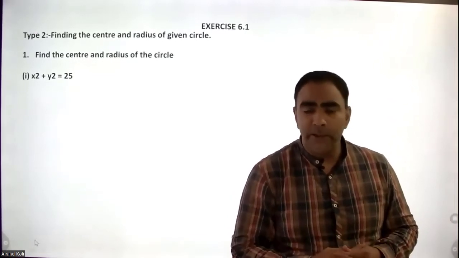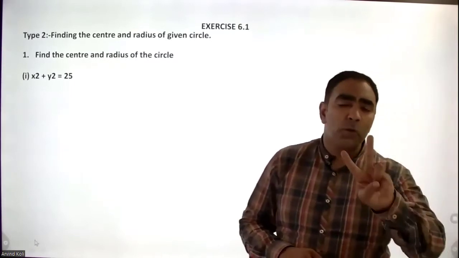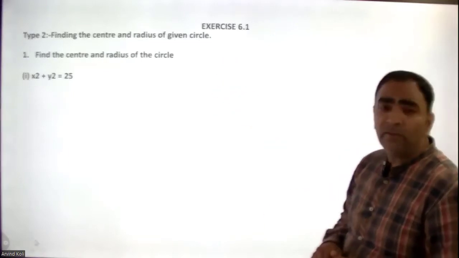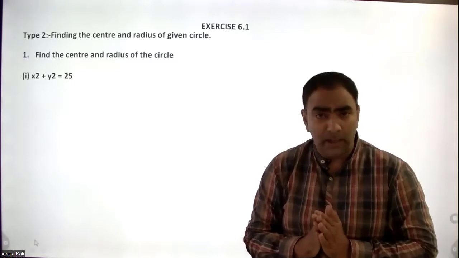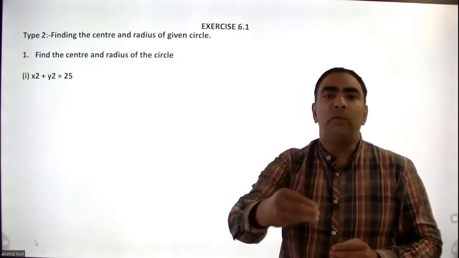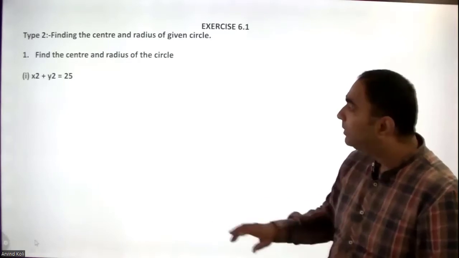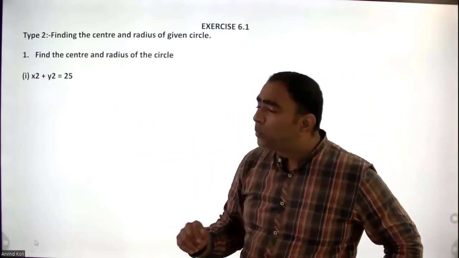Now let's continue with exercise 6.1. Exercise 6.1 में जो second type के questions है हमारे वो है finding the center and the radius of the given circle. Now obviously अगर हमें center और radius find करना है तो equation of the circle will be given to us. Okay. Now let's have a look at the first question. x square plus y square is equal to 25.